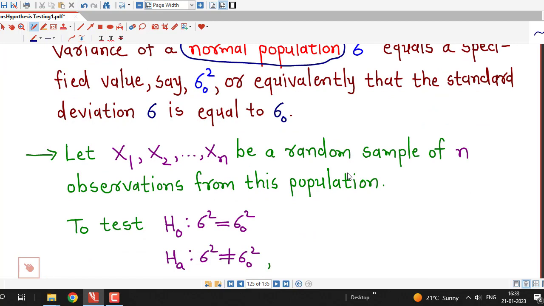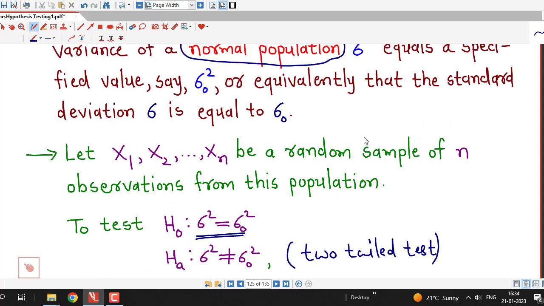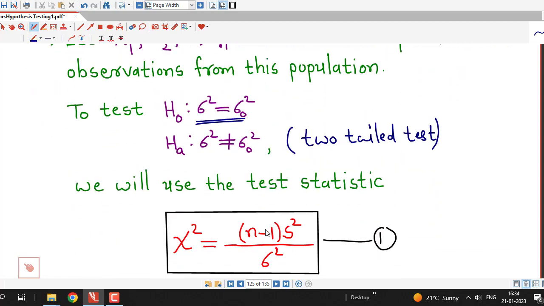Then we consider a random sample of n observations from this population, and we want to test the hypothesis that sigma square equals sigma 0 square against the alternative hypothesis that sigma square is different from sigma 0 square. That is, we are considering a two-tailed hypothesis test. So for this we will use the test statistic chi square equal to n minus 1 times s square over sigma square.